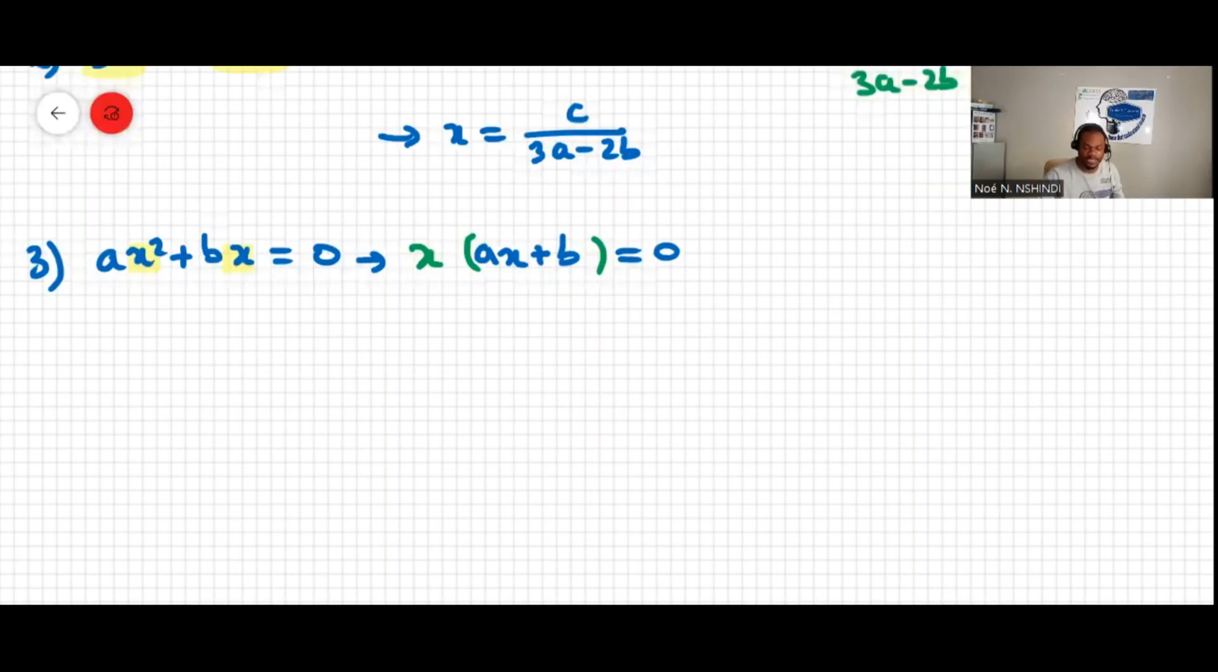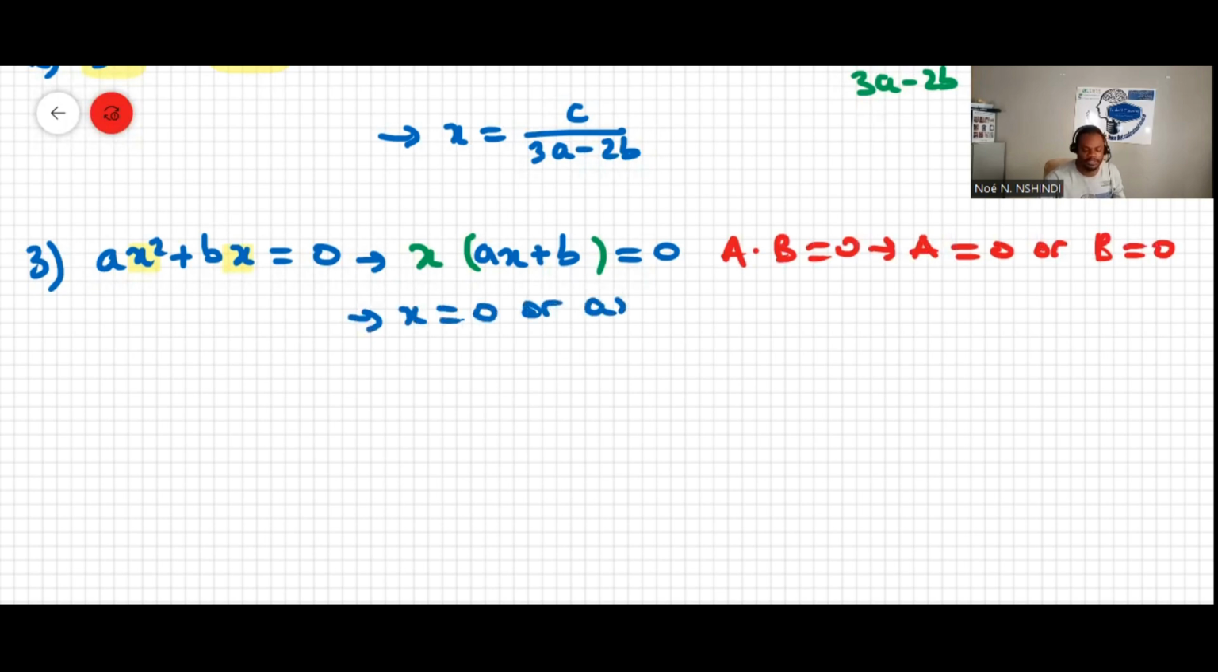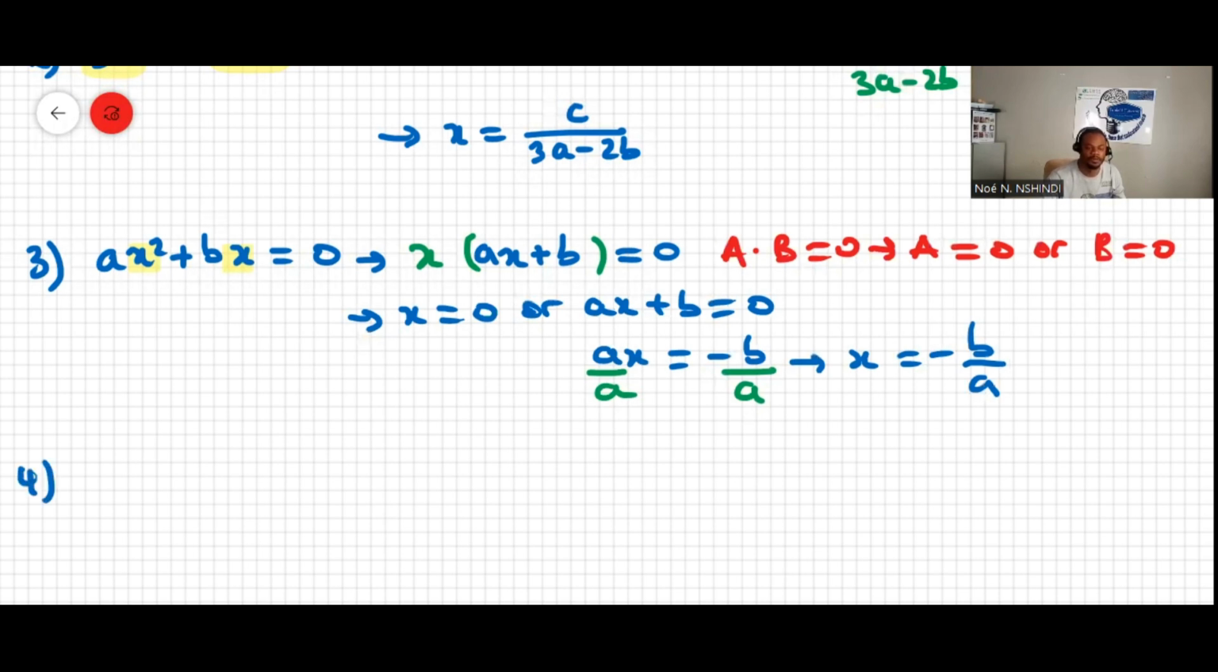All right, there is a property that says that if you have A times B equals 0, this means that A equals 0 or B equals 0, okay? So this is the property we're going to apply here. This simply means that X equals 0 or AX plus B equals 0. Now we can move the B over, that makes AX equal to negative B, and then we can divide both sides by A, and we get X will be equal to negative B over A. Okay, that was question 3, and then we can do question 4.